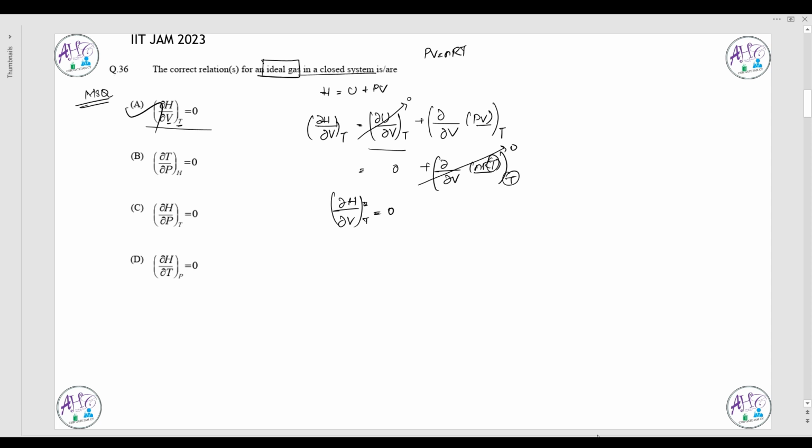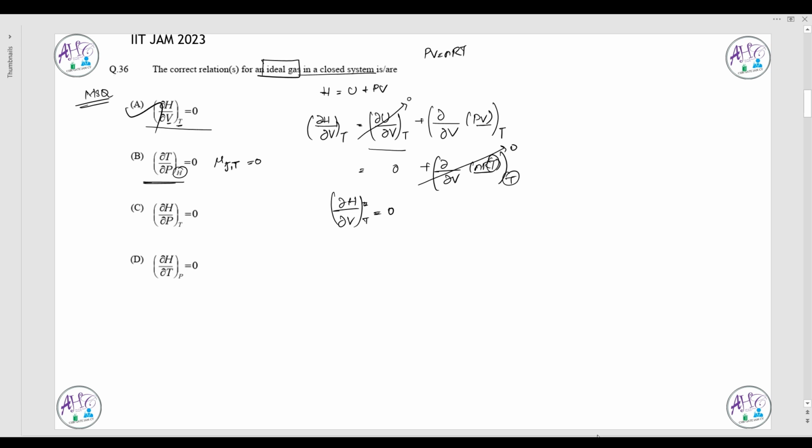So if you see option B ல என்ன கொடுத்துருக்காங்கன்னா change in temperature with respect to pressure at constant enthalpy. Okay, so this is nothing but your Joule-Thomson coefficient. So this is your mu JT, Joule-Thomson coefficient. So Joule-Thomson coefficient for an ideal gas in a closed system is going to be 0.